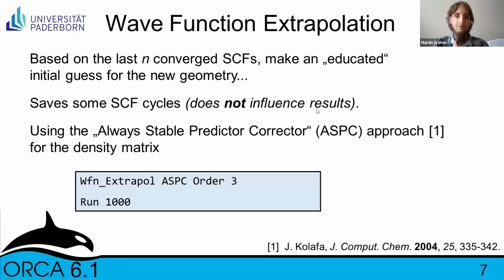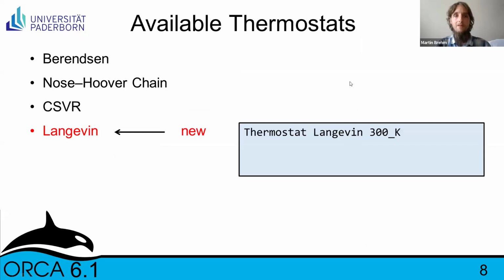So you can use that to slightly reduce the computation time. Coming to the next features. Of course, very important in molecular dynamics are thermostats. You need them to keep the temperature constant or to run a simulation in the NVT ensemble. What we already have is a very simple Berendsen thermostat, the Nose-Hoover chain thermostat, and the stochastic CSVR thermostat. These are already implemented. What I newly added is the so-called Langevin thermostat.